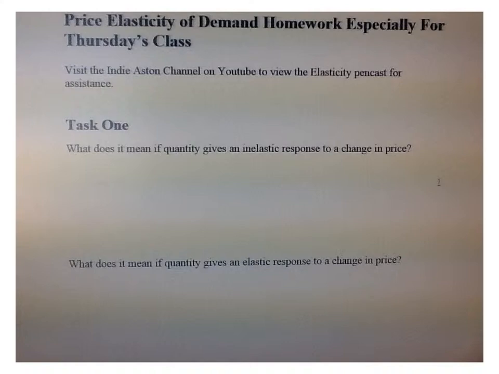What does it mean if a quantity gives an inelastic response? Well, look, it just means a small change, doesn't it? Inelastic, small. What does it mean if a quantity gives an elastic response? It means a large change in response to a change in price. So if there's a change in price, quantity, depending on the direction of the price change, will go up by a large amount or down by a large amount. Likewise, up here when we're talking about an inelastic response, if the price changes, then the quantity will either go up by a small amount or go down by a small amount depending on the direction of the price change.